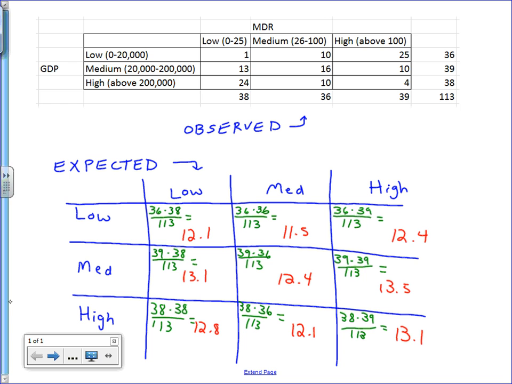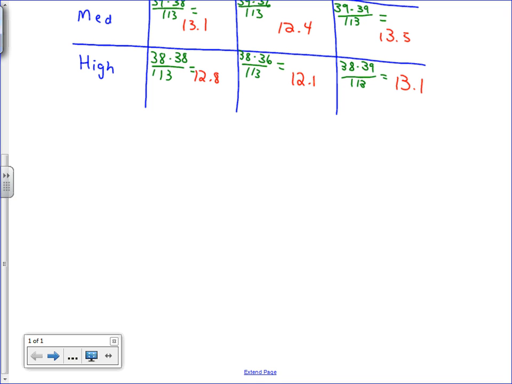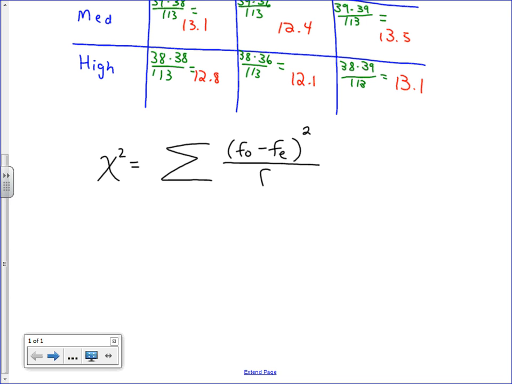The reason we need to use both tables is because the formula for chi-squared, I need to write the formula here, is the sum of each observed value minus its corresponding expected value, squared, over the expected value, for each cell of the matrix.